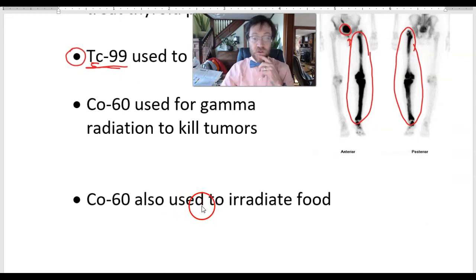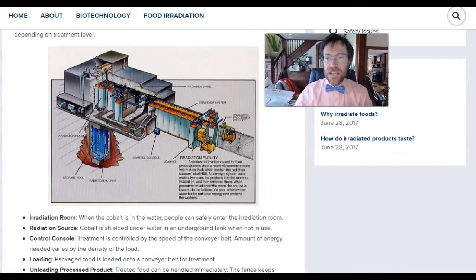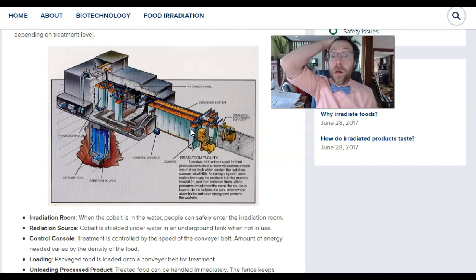Cobalt-60 is also used to irradiate food, which means to kill germs and stuff. And let me see if I got, oh, there it is. This is what we call an irradiation plant. I don't know how big you can see it on your screen, but here's basically how it works. Y'all know what Ebola is, right? Or well, no, what is it that they get? The food contamination? E. coli, yeah.